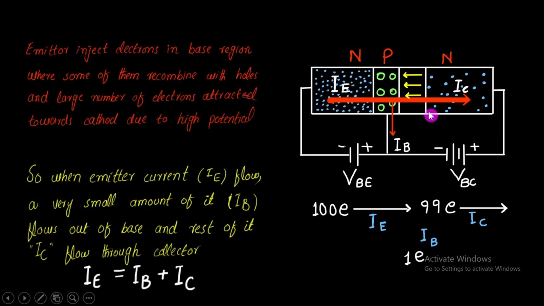Okay, so when the emitter current IE flows, a very small amount of the electron current will be contributed to IB, due to the recombination, and very little, and the remaining electrons will flow towards the collector, which we call IC. The current through that is called IC. So here in this equation, IE is equal to IB, which is less, plus IC.